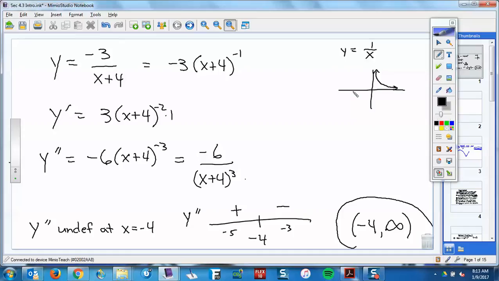It's a hyperbola. Like that right there. When you put a -4 into this, you get -3 over 0. We just got done doing stuff before Christmas. What do you have when you have -3 over 0? A vertical asymptote. Remember that? We were doing the whole stuff with limits. At -4.